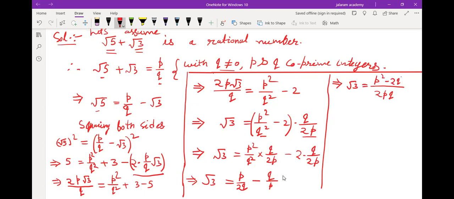minus 2q square. Now, as p and q are integers, we have assumed this, that they are co-prime integers, means they are integers at least. Now, as p and q are integers, it implies p square and q square are also integers.